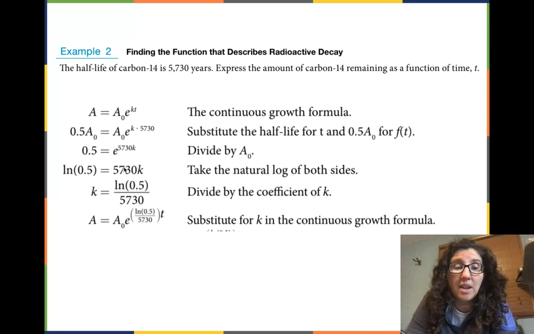Let's take the natural log of both sides and we can solve for k, right? It's the natural log of 1/2 divided by 5,730. So there's our k value. Here's our equation: A equals our original amount times e to the natural log of 1/2 over 5,730 times t.